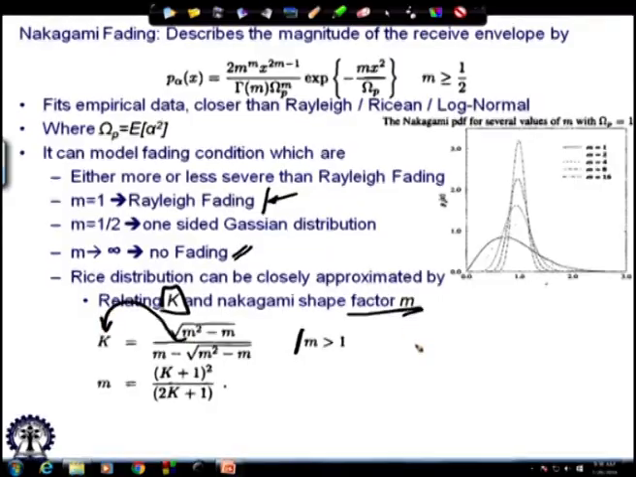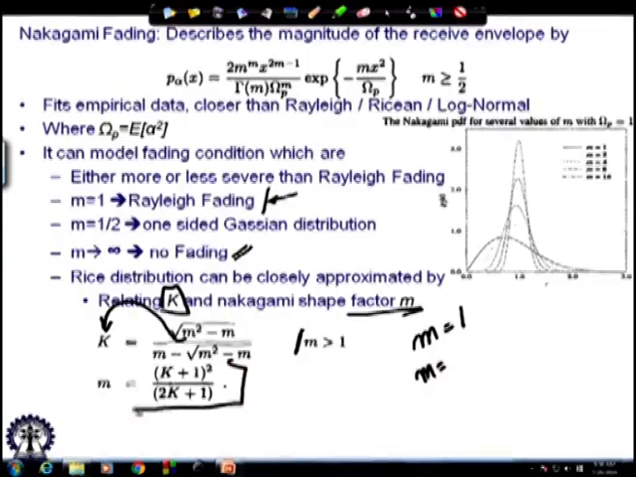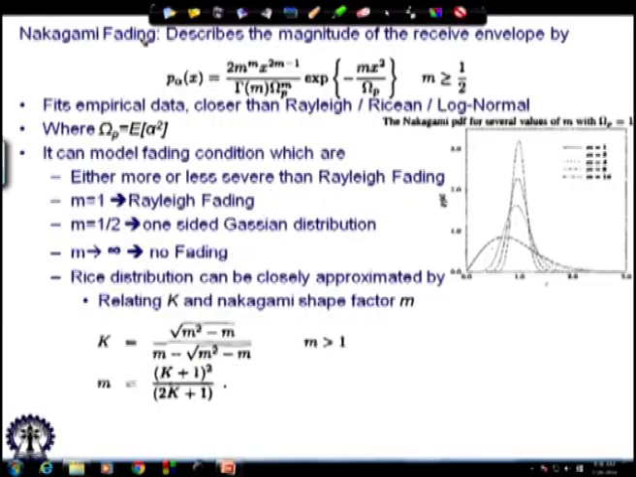So, if I would choose m equals 1, I would get a Rayleigh distribution, and if I would choose m equal to this particular expression as given below, I can get the Rician distribution corresponding to that particular value of the Rice factor. So, using a single expression, we could get the distribution of the envelope for either Rayleigh or Rician. The advantage is why we are studying all these kinds of models.